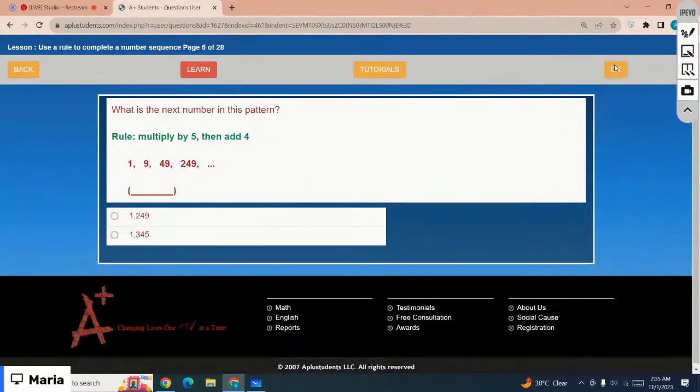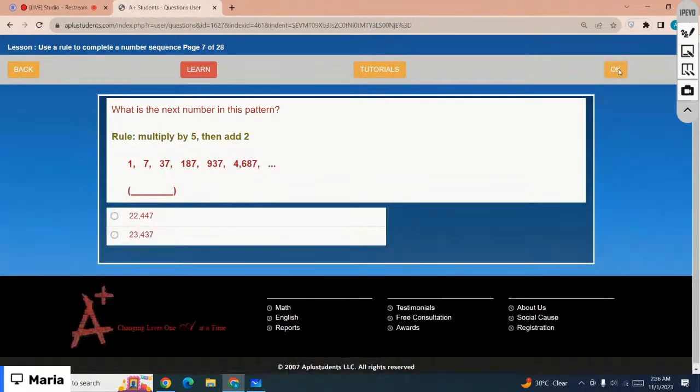Okay, what is the next number in the pattern? Multiply by 5 and then add 4. So that means you need to multiply the last number by 5 and add 4. So which is the correct option? Yes, the correct option is option number 1, that is 1249 is the correct option. Got it?